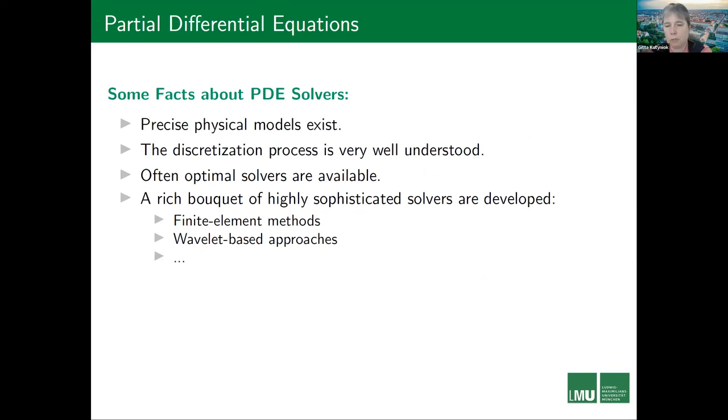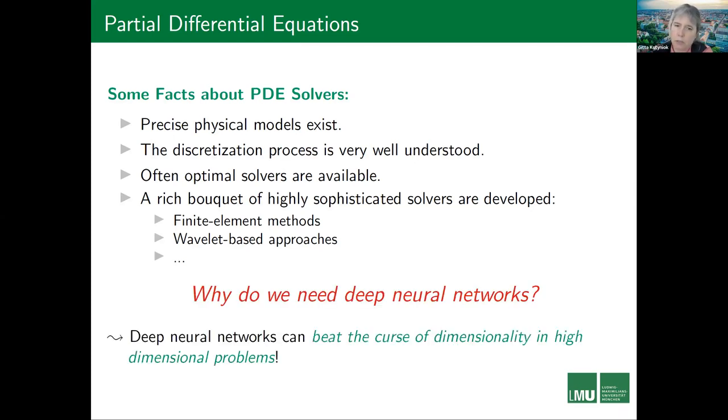deep learning, because the discretization process is usually very well understood. You often have optimal solvers, for instance, for elliptic PDEs. There, you have finite elements for elliptic PDEs. You have, for instance, optimality results for wavelet-based approaches, and so on. So the big question is, why do we need deep neural networks?